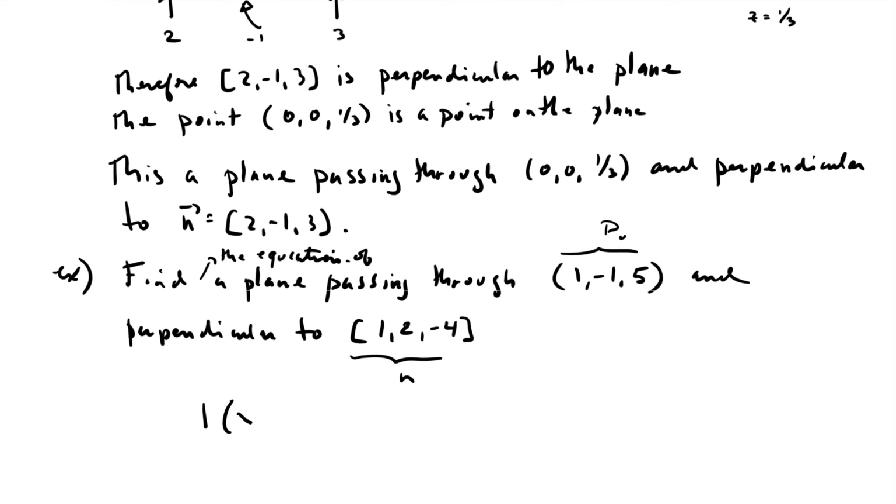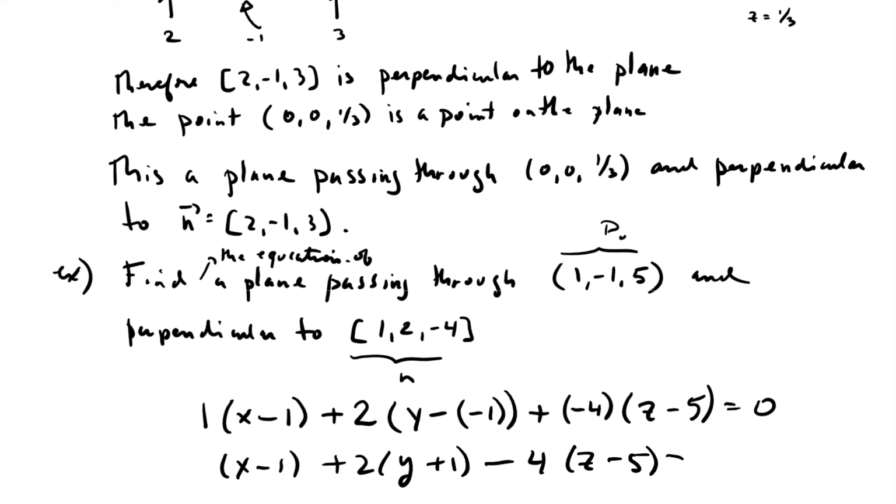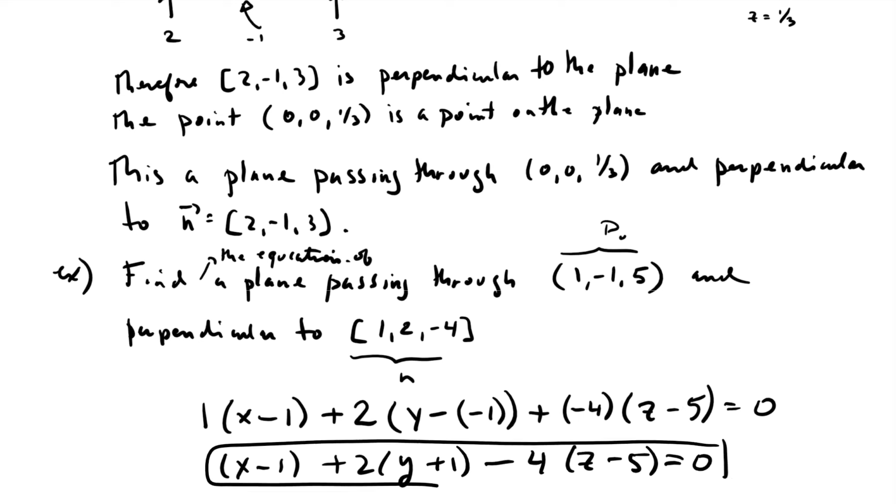So it's 1 times x minus x0 plus b being my 2, times y minus y0 plus c times z minus z0, z0 being 5, equals 0. And of course I can write this in a much nicer way, so plus 2 times y plus 1 minus 4 times z minus 5 equals 0, and that's the equation of the plane.